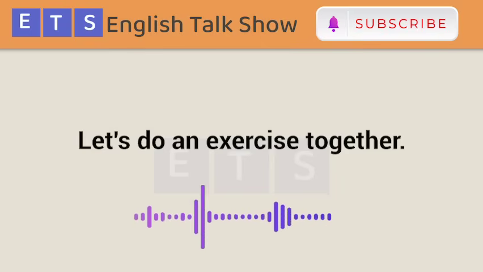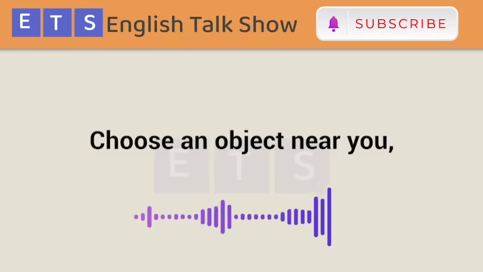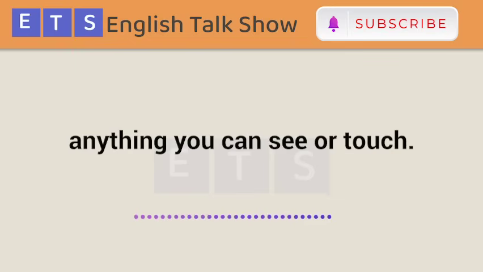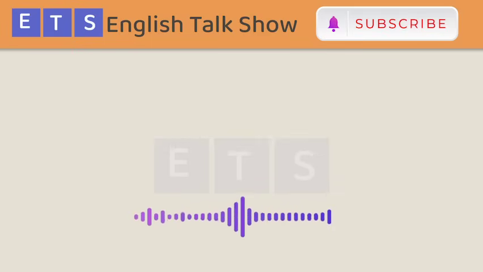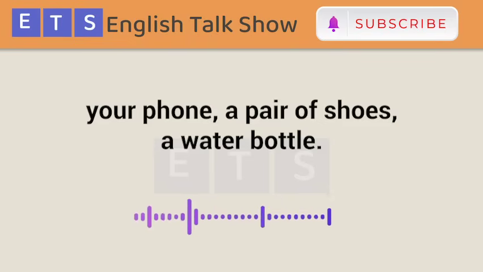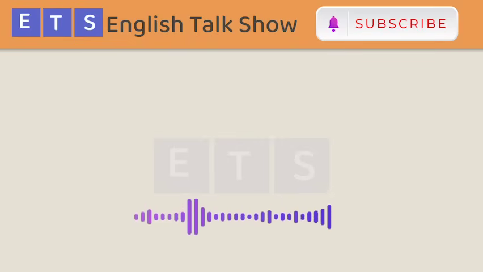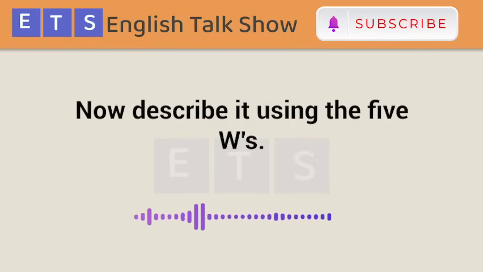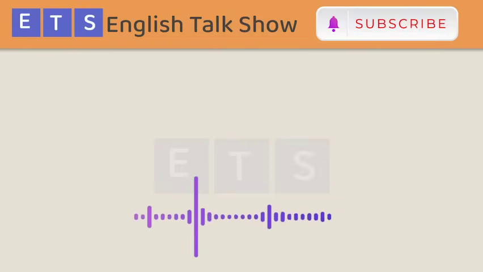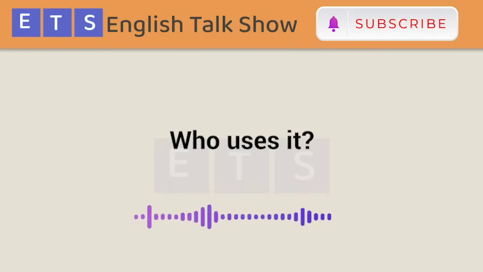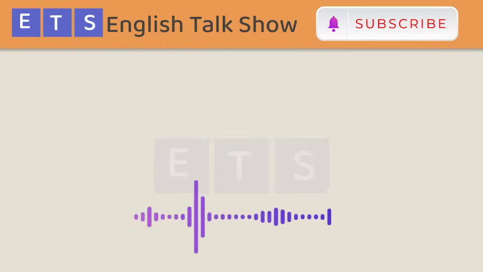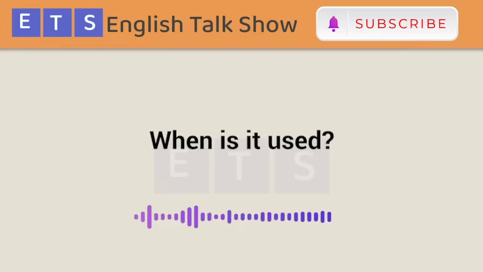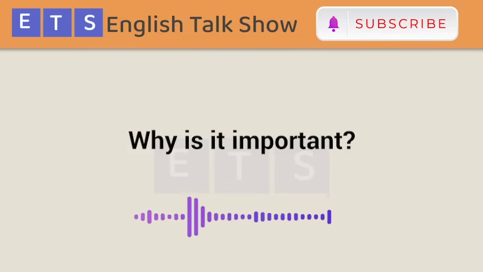Let's do an exercise together. Choose an object near you, anything you can see or touch right now. It could be your pen, your phone, a pair of shoes, a water bottle. Now, describe it using the 5 W's. Who uses it? What is it made of? Where is it usually found? When is it used? Why is it important?